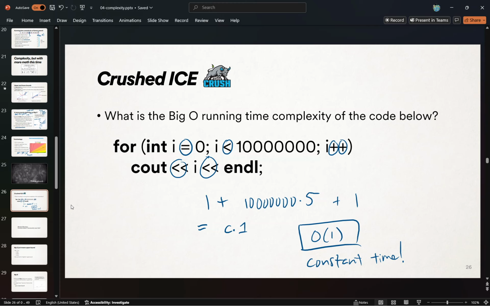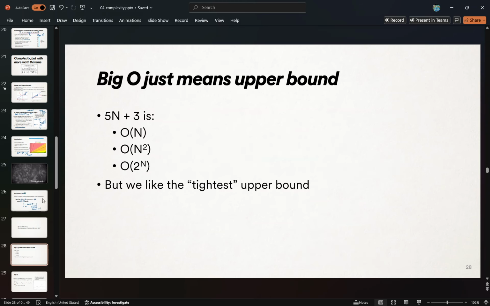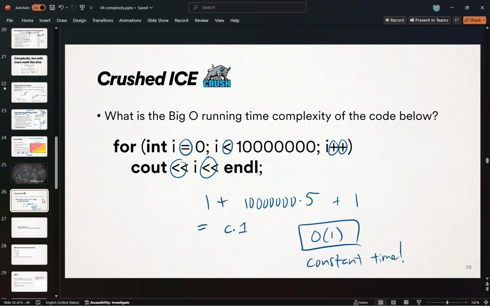So maybe you want to try and find a smaller constant even if it's constant time. That's the goal there. That's fun to think about, I hope. Questions about that now that we know the answer?